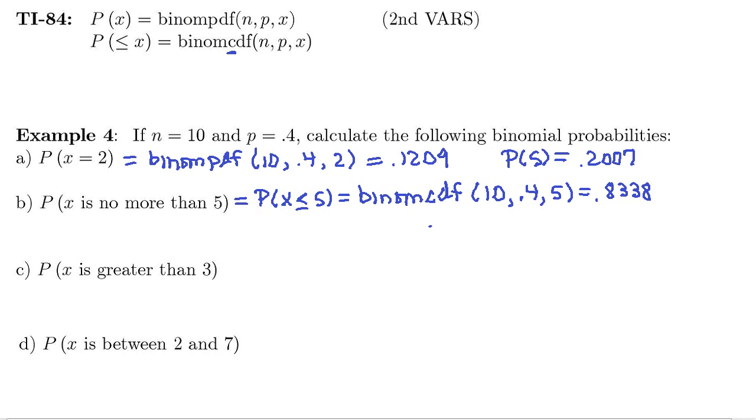Now Binomial CDF only does less than or equal probabilities. So you got to be a little bit careful. So here we want the probability X is greater than 3. So this is the probability X is greater than 3. Well, it's n equal 10, so your numbers go from 0 to 10 here. Those are your X values.